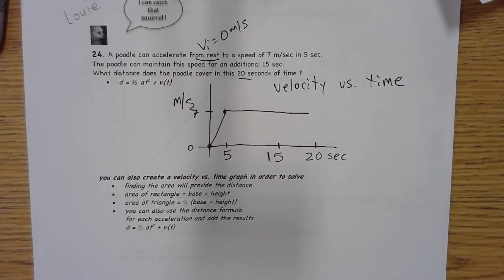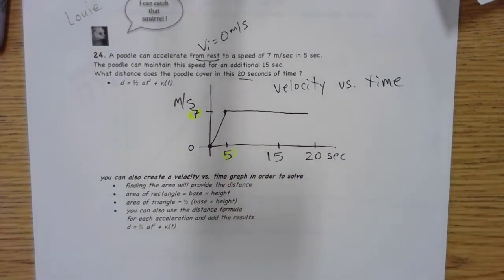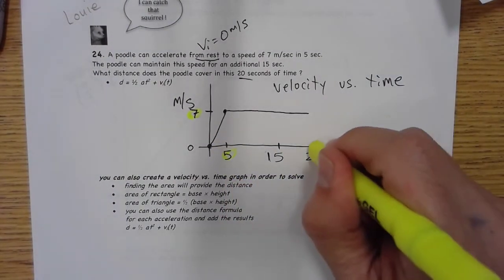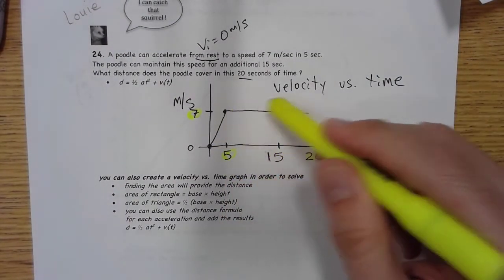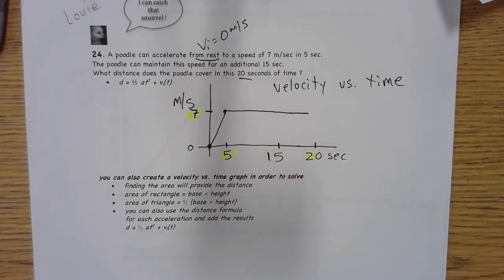So the key things to peek at: he gets up to a speed of 7. It takes him 5 seconds to do that, and then he holds that speed for another 15. So there's the velocity versus time graph.